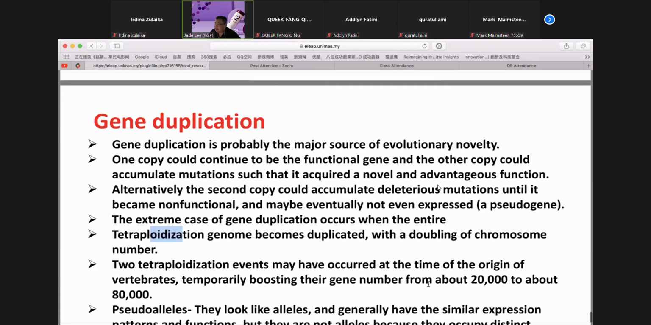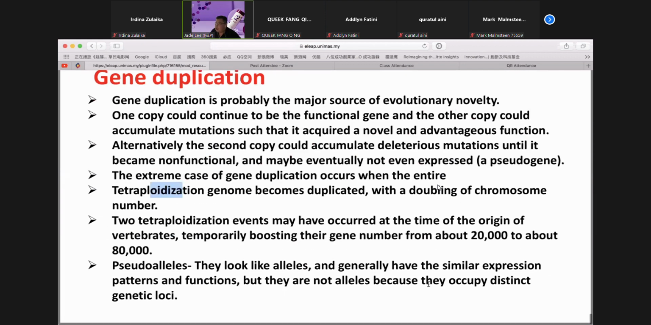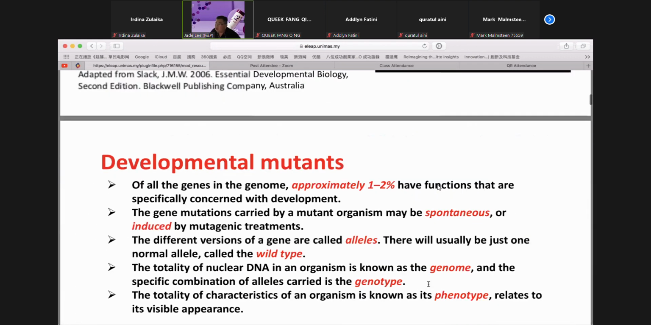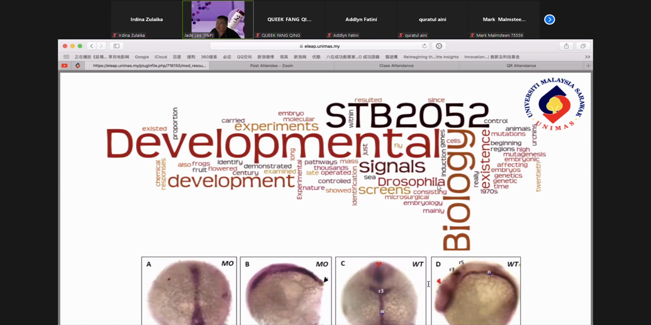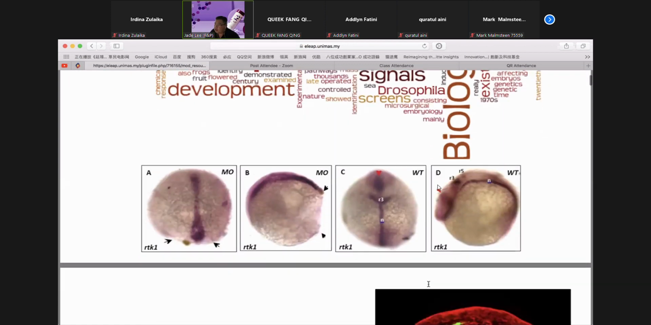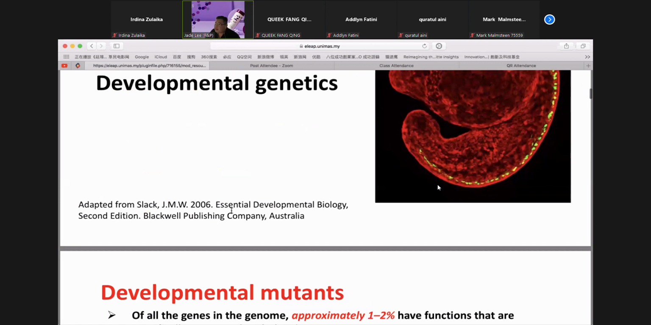Okay, so this is an overview for you to understand the developmental genetics. Okay, of course, actually there are more. If you want to read more, because we cannot tell you everything, it will be good if you can have a read on this book from Jonathan Slack, to understand more about the developmental genetics. Actually, this is a very important topic for you to understand, how developmental genetics can play around in the field of developmental biology.